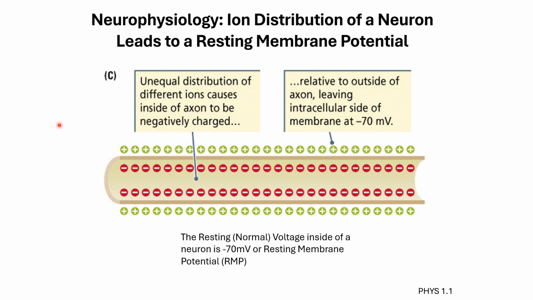So the last slide we have here is just a picture representation of the axon of a neuron. And notice again, it's just reminding you the inside of this axon is negative relative to the outside. -70 is this resting state. So this is what we have to remember moving forward as we get prepared to talk about an action potential.